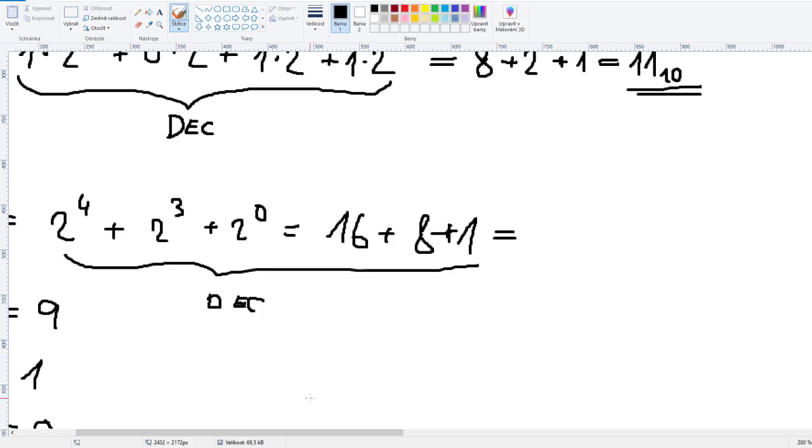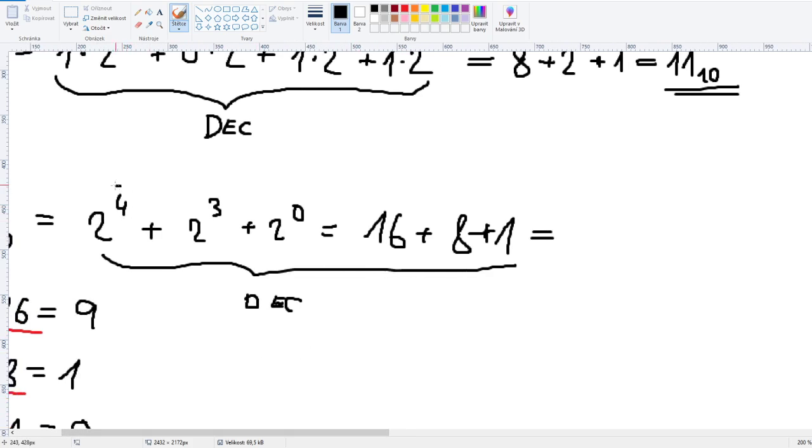There will always be that many digits as the highest power plus 1. So we have highest power is 4, therefore we need 5 digits, because 4 plus 1 is 5. So 5 digits. First digit is always a 1, otherwise it would be called leading zeros, the same like 25 is the same in decimal as 025 and so on, and 0025. This is still the same number, so it always starts with 1 if you aren't told to, I don't know, write down the leading zeros as well.